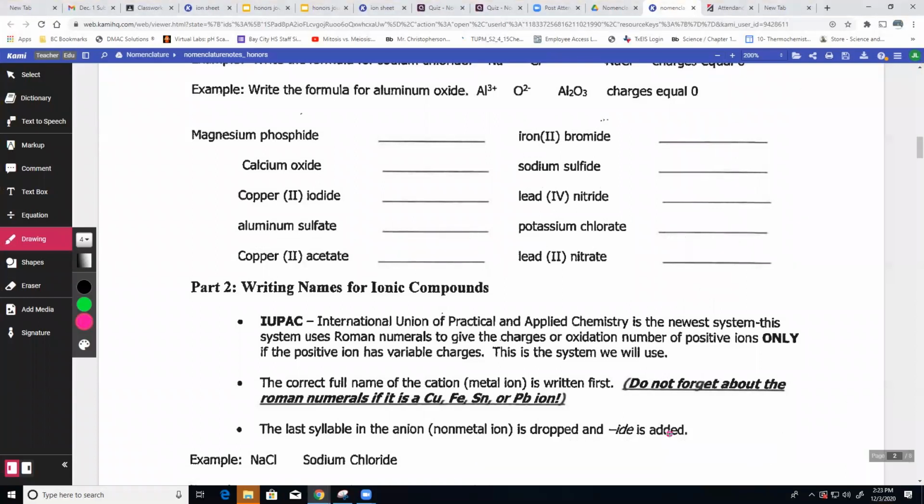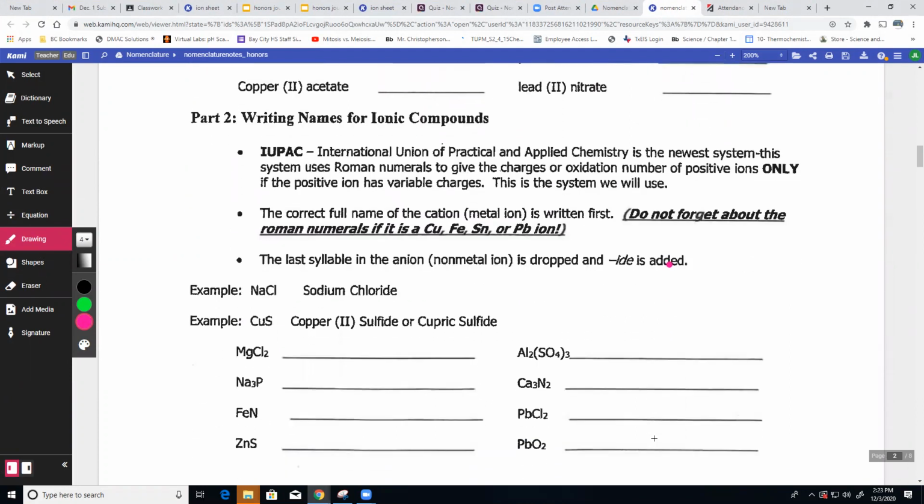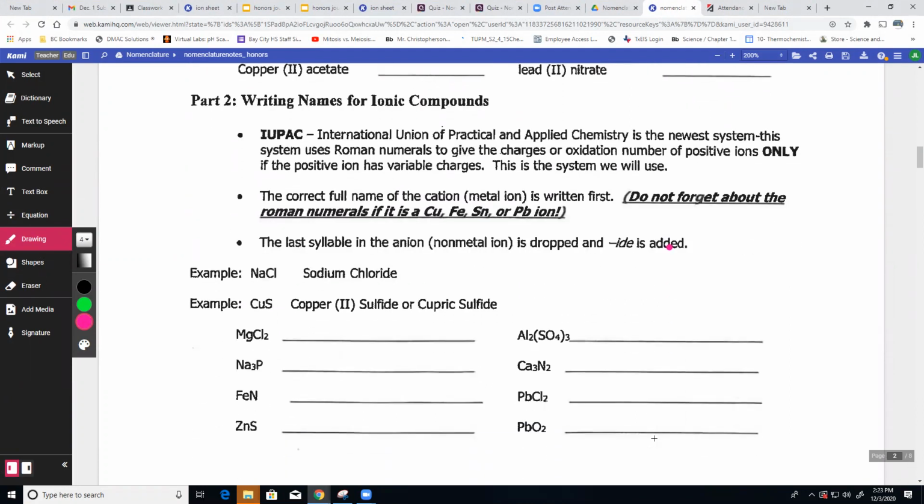All right. So then we're going to flip it, and we're going to be writing the formulas and the names. There's only one way that ionic compounds will come together, so no prefixes. We don't have to describe how many of each we have. And we're using that IUPAC system, where if you have a transition metal that can have more than one charge, you have to designate it by putting that charge in parentheses.